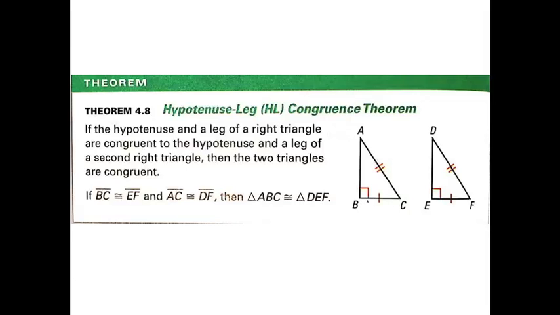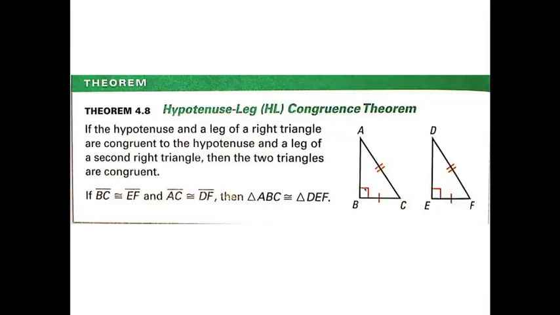So either I have, as we do in this picture, BC congruent to EF, or I would have had AB congruent to DE. So I would have to have both the hypotenuse and the leg of a right triangle being congruent to the hypotenuse and the same corresponding leg of the other right triangle. If that's true, you can actually say these triangles are congruent.